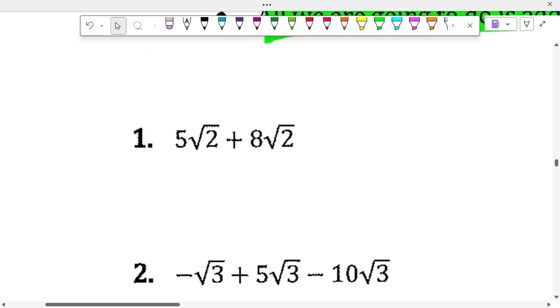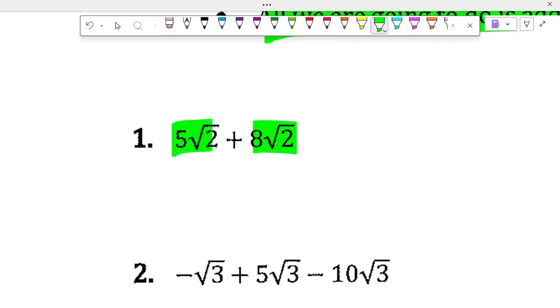First off, we have to ask ourselves, do we have the same index? Do we have the same number under the radical? Is that true? So for each of these, do they both have the same index and do they both have the same number under the radical? Yes. All right. So since that's true, our final answer is going to contain the square root of 2. And all we're going to do is add those two numbers outside of the radical. So what's my answer? 13 square root 2.